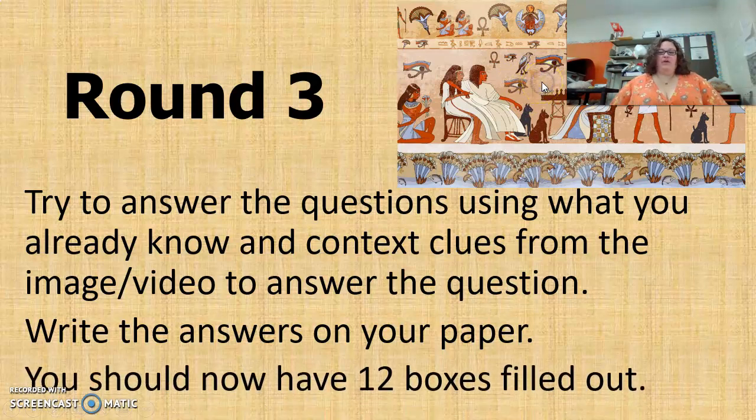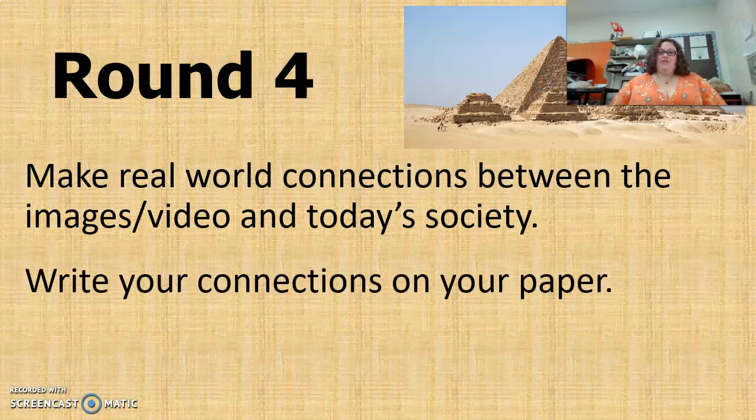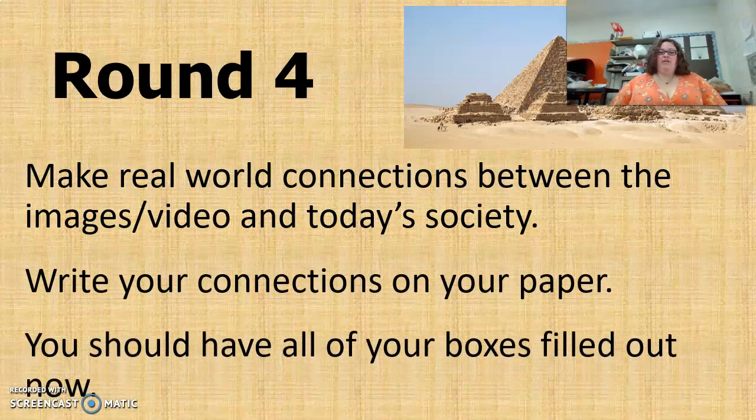So by the end of this one, you will have 12 boxes filled out. So you have all of your observations, you have all of your questions, and you have discussed with your group and you have tried to answer all 4 of those questions that you've created. Then for the last round, you're going to make real-world connections between the images or the video and today's society. You'll write your connections on your paper, and then by the end of this, all of your boxes will be filled out.